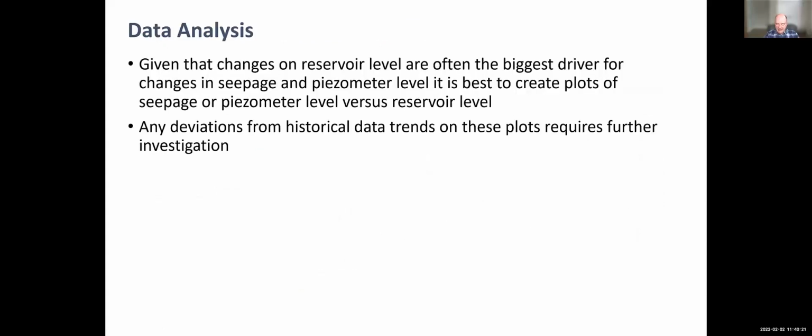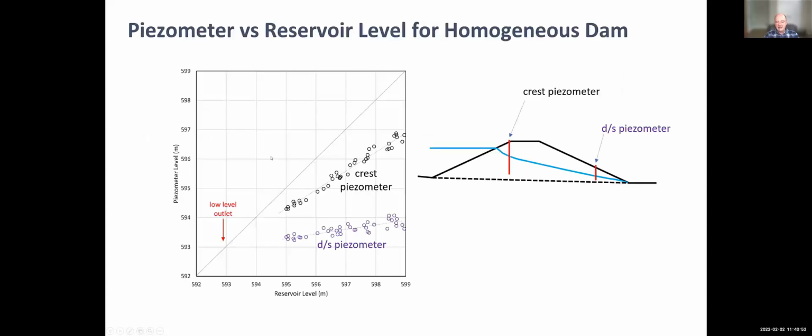So we do the data analysis to look at these trends. We find that the reservoir level itself is often the biggest driver for all the other instrumentation, seepage and piezometers. So that's why we always want to have that reservoir level measured at the same time as seepage and piezometer. And often we want to plot things like seepage and piezometer levels versus the reservoir elevation. And then once we start to establish some trends, we start to look for deviations from those trends.